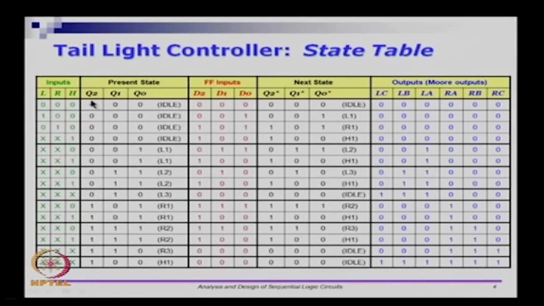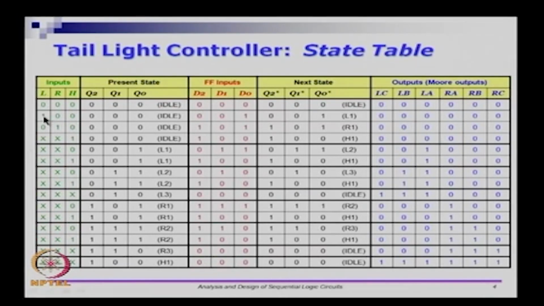So the present state could be Q2, Q1, Q0. There are 3 bits, so there could be 8 different combinations, and for each of the combinations you write the conditions under which it should go to different states. So this is precise as well as concise. For Q2, Q1, Q0 all zeros, if L or H are all zeros, then you want the next state to be idle, which is all zeros, and you can get that by making D2, D1, D0 as 0. So this would mean all the lights will be 0.